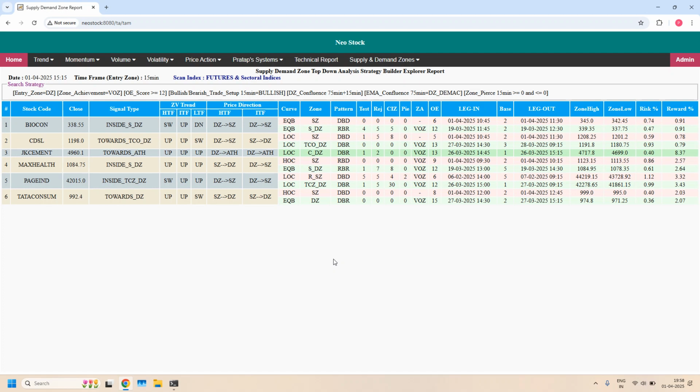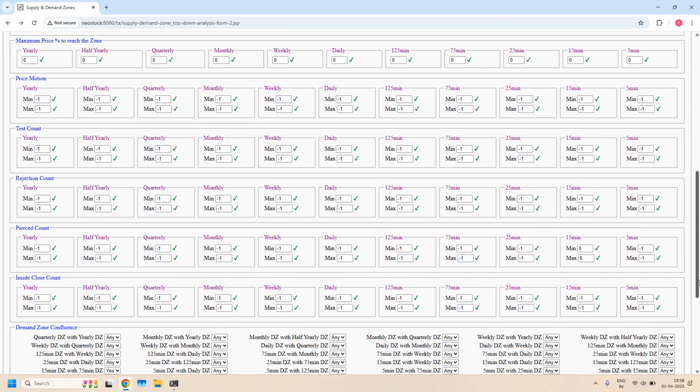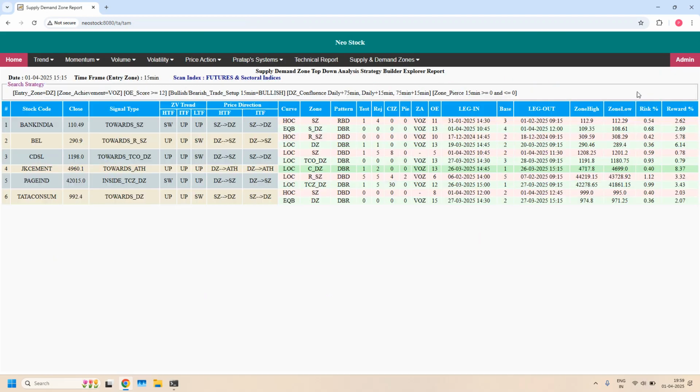Next we will look into LTF, ITF and HTF demand zone confluence supported stocks. 15 minutes, 75 minutes and daily demand zone confluence supported stocks. Remove EMA filter. In the demand zone confluence, 3 filters we have to set. First filter is already enabled. Next 15 minutes demand zone with daily demand zone confluence. 75 minutes demand zone with daily demand zone confluence. With all the 3 filters, we got 6 stocks.